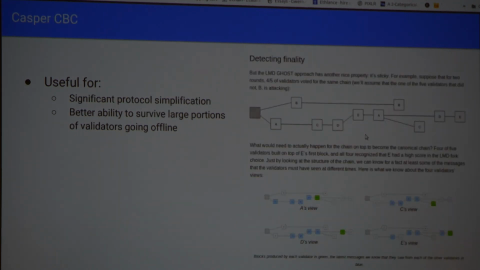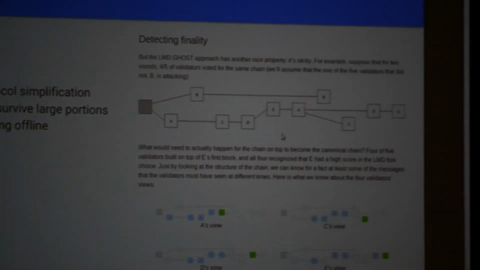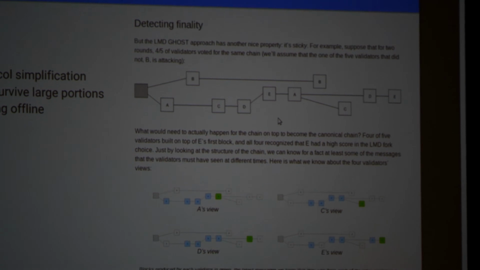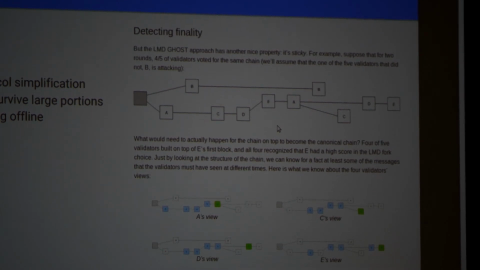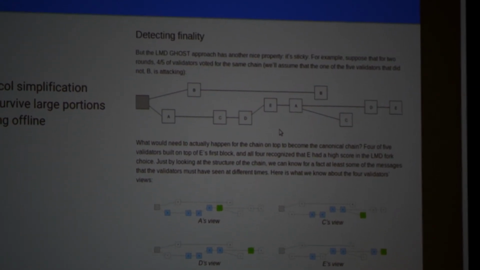Casper CBC, also something that we have not integrated into the Ethereum roadmap yet, but it is something we're very actively looking at. And Casper CBC is nice because it allows us to significantly reduce protocol complexity. It allows the protocol to better survive large portions of validators going offline. And there have recently been improvements that make Casper CBC efficient enough that if we wanted to, we can implement it, and it would not cause the node requirements to shoot through the roof if the nodes actually tried to run the thing, which is something that we did not have as strong an idea of before, but we do now. Yay.